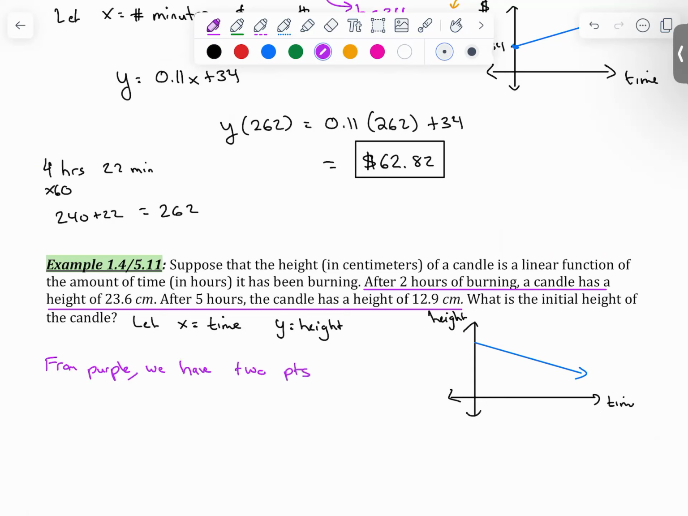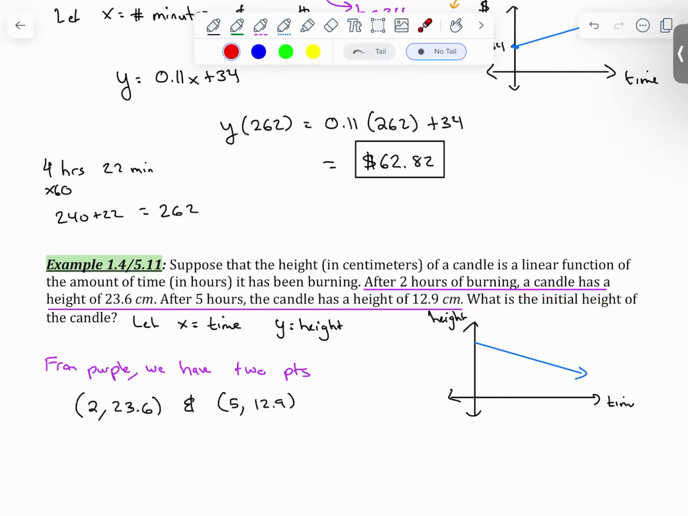Our x is in terms of time, and our y is in terms of height, so it's going to be an hour, comma, height for each point. So we have 2 hours, comma, 23.6 centimeters, and we have the point 5 hours, comma, 12.9 centimeters. So it says, what is the initial height?